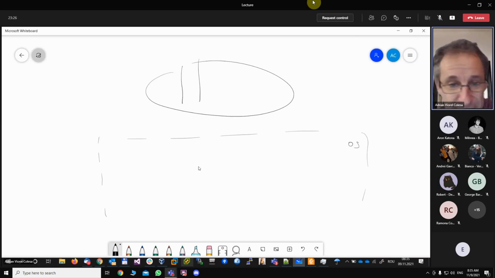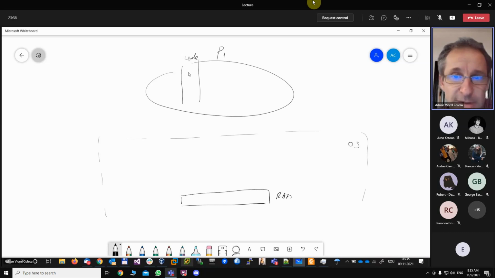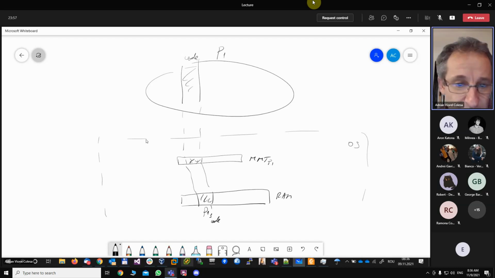Let me illustrate all the implied agents here. So you have the RAM. Here we have the code of some process. That code is mapped where it should be using the memory mapping tables of that process. Like that, P1's code.